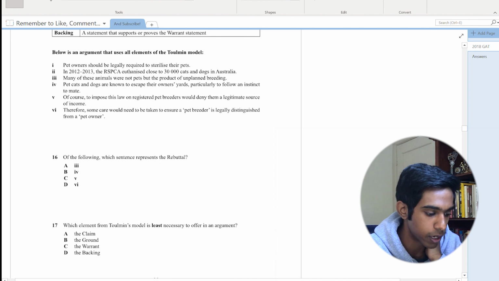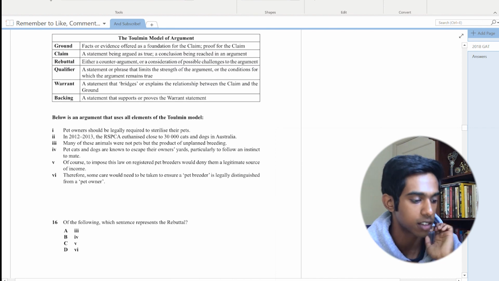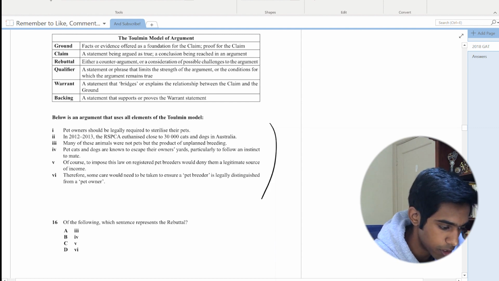So of the following, which sentence represents the rebuttal? Have a look at this, what the rebuttal is. Either a counter argument or a consideration of possible challenges to the argument. So now I'm going to just read this whole thing.